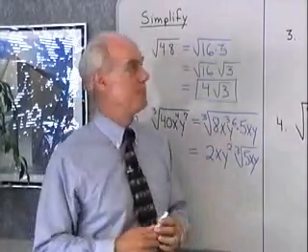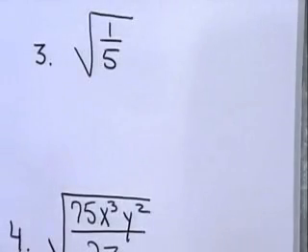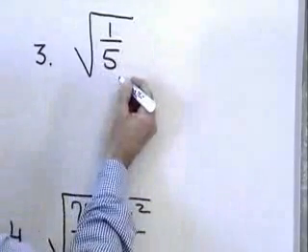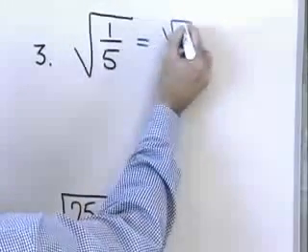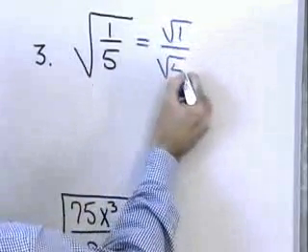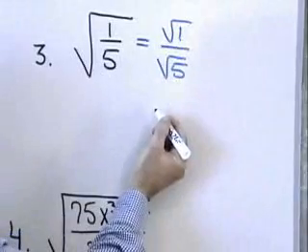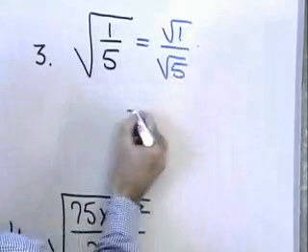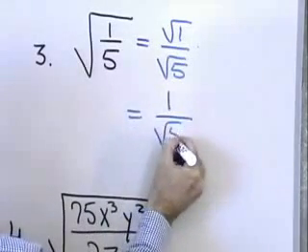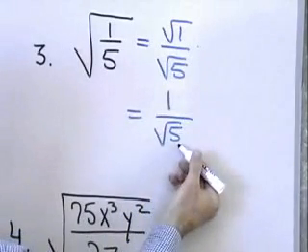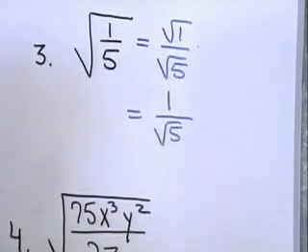Here's another problem. Let's put square root 1/5 into simplified form. It's not in simplified form because we have a fraction under a radical. So I'll separate this into two separate radicals, square root 1 over square root 5, using property 2 for radicals. Now that's going to be square root of 1, which is 1, over square root 5. Now this is not in simplified form because I have a square root in the denominator.